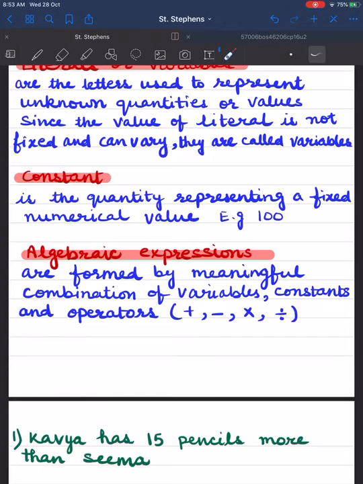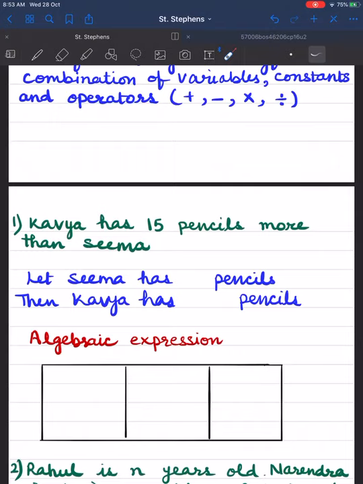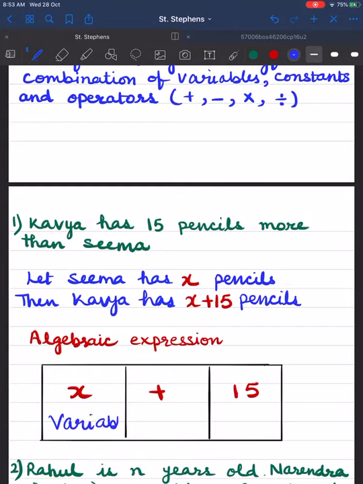Now let's consider an example of algebraic expression. Kavya has 15 pencils more than Seema. So Seema has x pencils. Then Kavya has 15 more pencils than Seema. So it is x plus 15 pencils. So here x plus 15 is an algebraic expression. And here x represents variable, plus is the operator, and 15 is the constant.